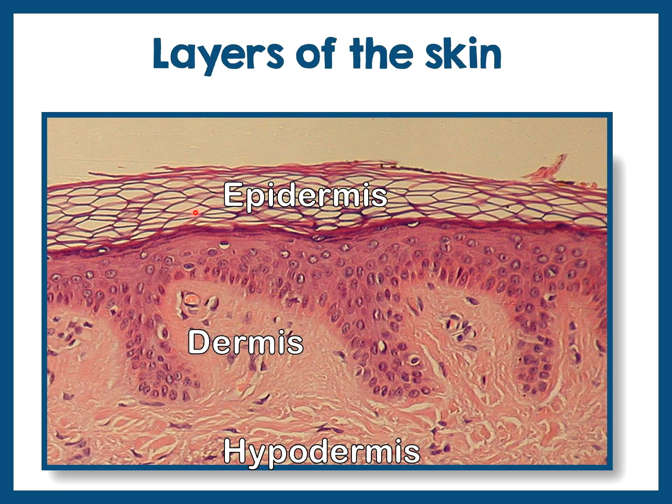Then we have this outermost layer, and these cells are completely dead, and they're going to be actively shed from the body. You can actually see that right here. This is some of that layer being peeled off of the skin, and that process is called desquamation, like actively shedding.